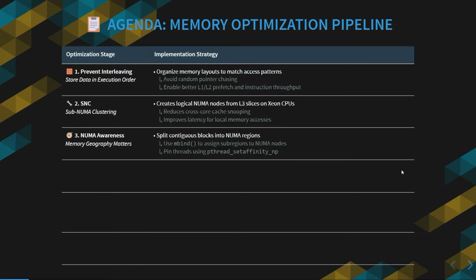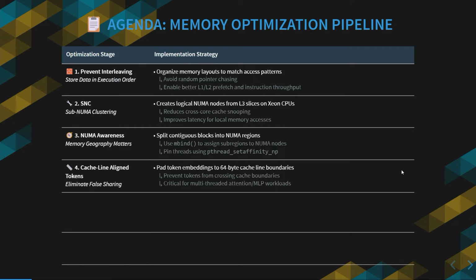And in stage 4, we will cover cache line alignment. This is absolutely critical for multi-threaded workloads. By padding our token embeddings to 64-byte boundaries, we prevent them from crossing cache boundaries, which eliminates false sharing, a scenario where multiple cores accidentally fight over the same line of cache, killing our scaling.